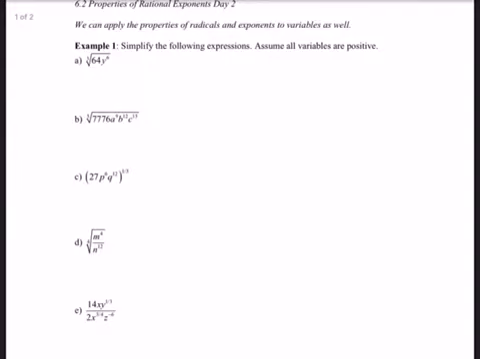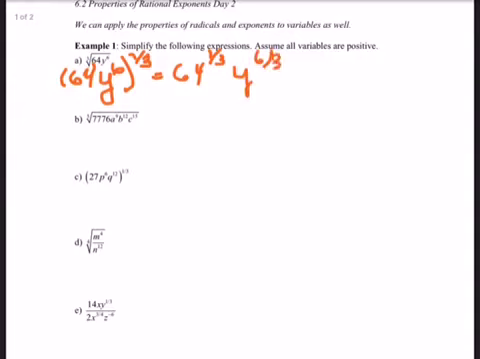So I've got 64 y to the 6th raised to the, and now since I have a cube root, it's going to be to the 1/3 power. So I'm going to give that 1/3 through to each of the pieces in the parentheses. So I've got 64 to the 1/3, so cube root of 64, and y to the 6 times 1/3, which gives me 6/3.